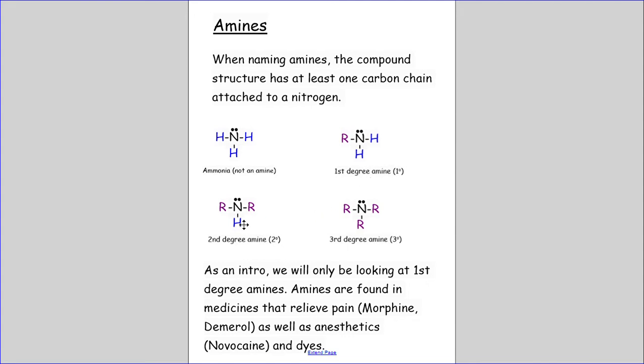Second degree amines have a nitrogen with 2 carbon chains coming off of it, and third degree amines have all 3 carbon chains coming off that nitrogen. Because this is an intro course to functional groups and organic chemistry in general, we're really going to only look at those first degree amines. And just to let you know, characteristics: they're found in things like morphine, Demerol, pain relievers, as well as things like anesthetics and dyes. So that gives you an idea of what an amine is.